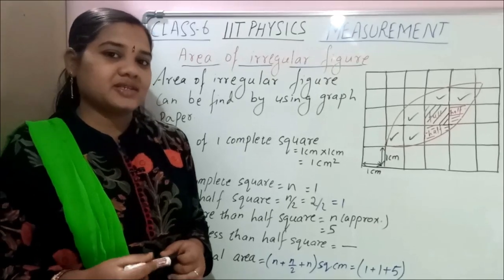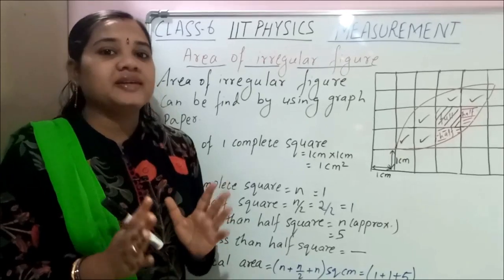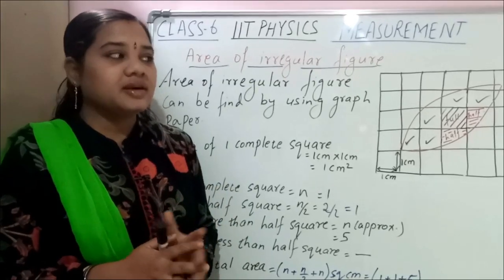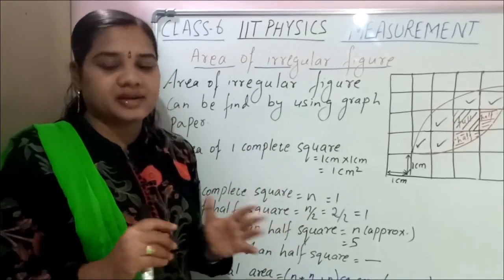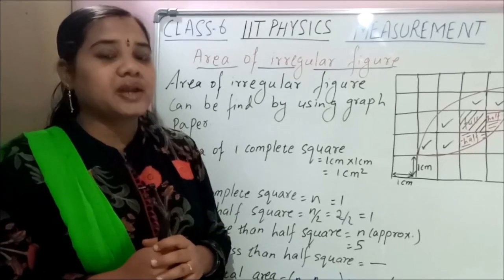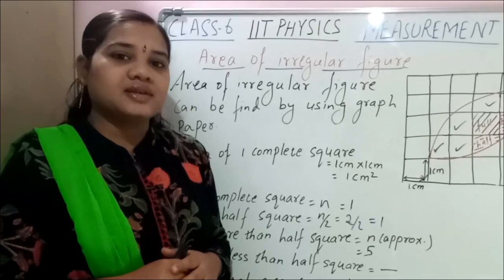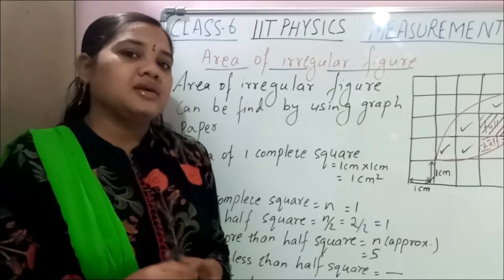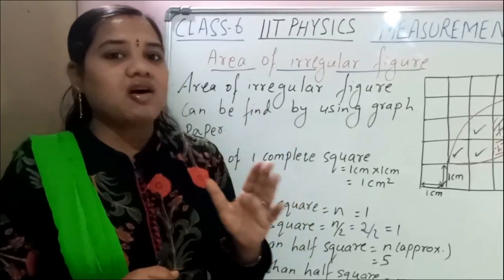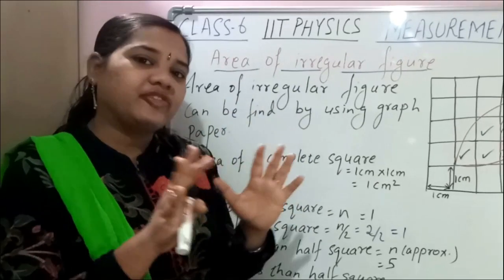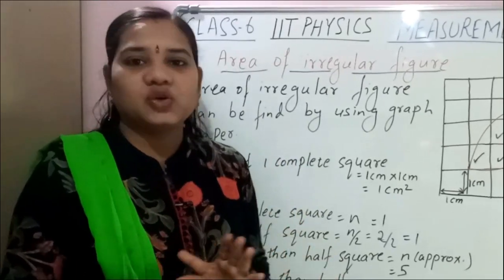Then again what we discussed? We discussed about the regular figures, how to find the area of regular shapes. Regular shapes means what? Shapes with definite size, shape, pattern, like circle, triangle, square, rectangle, trapezium. So we have a definite formula to find the area of regular shapes.